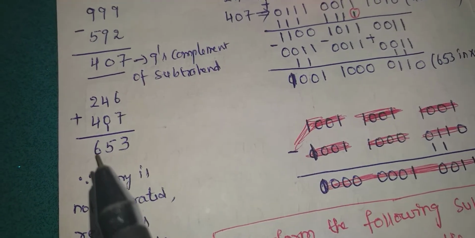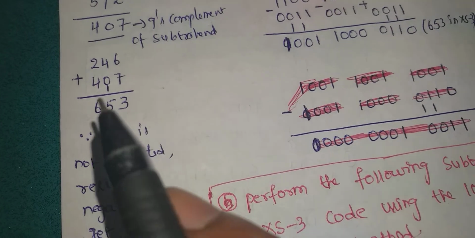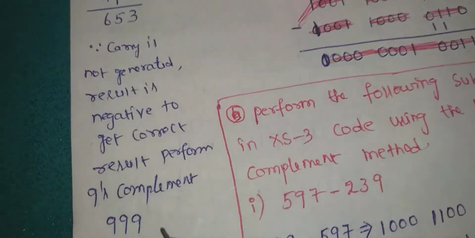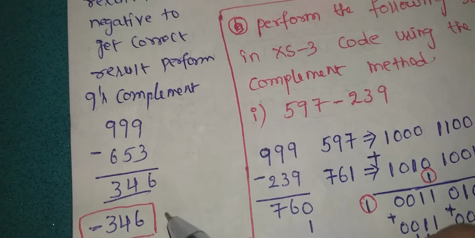After adding, if you observe, there is no carry. Since carry is not generated, the result is negative. To get the correct result, we have to perform the 9's complement of this once again. Then the 9's complement of this is 346. That's why the result is minus 346.